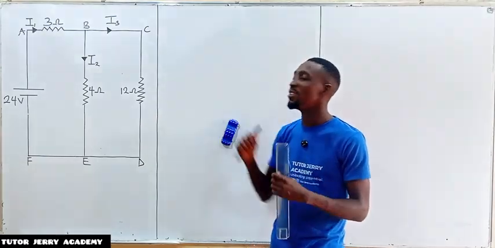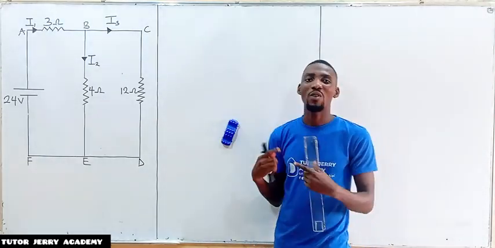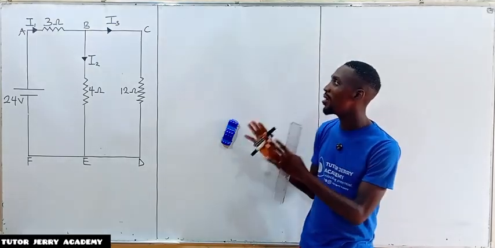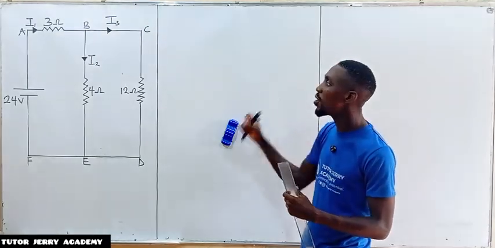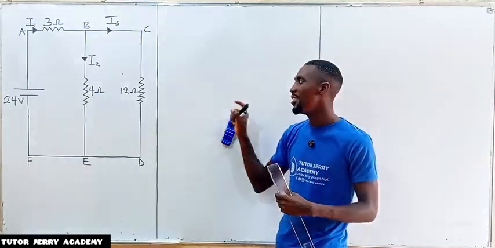Wondering how to solve the question above? Here we are going to guide you step by step on how to solve the question above, and the question says that we should find the current and power developed in each resistor.